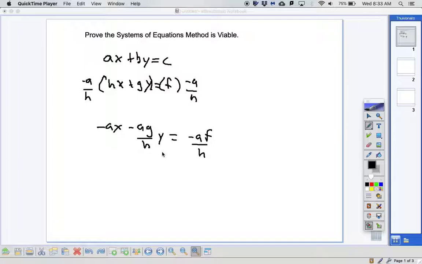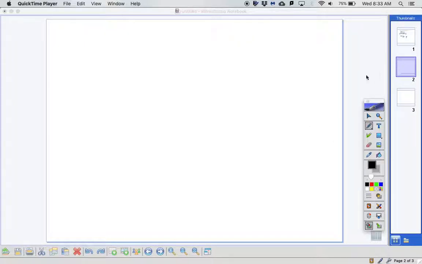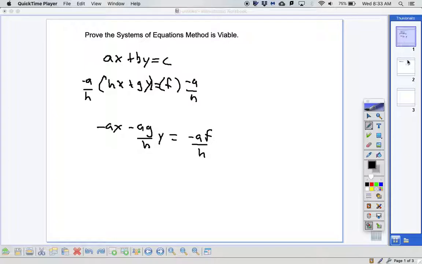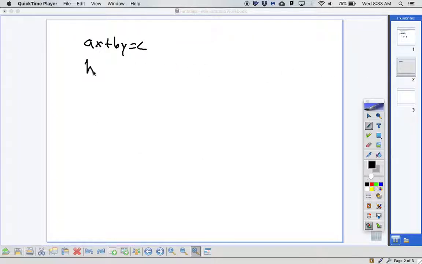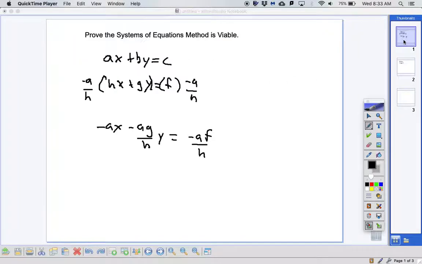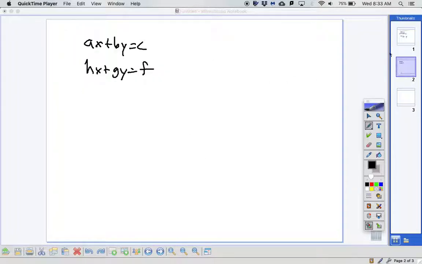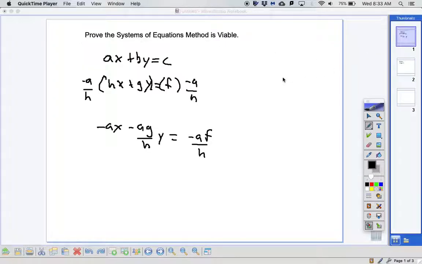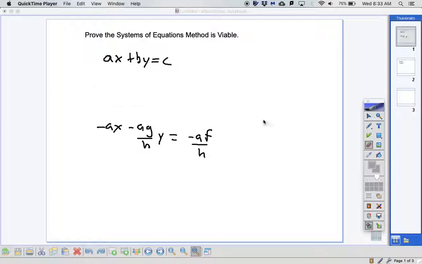Now, our goal is to get these canceled, so we're going to actually get rid of this middle equation right here. Before I do it, I want to rewrite these on the next one so we can do them again. So our equations were ax plus by is equal to c. And we had hx plus gy is equal to f. Correct? Correct. Okay, so when we get to substitution, we're going to use the same equation. So I'm going to get rid of this one just so that you can see it.